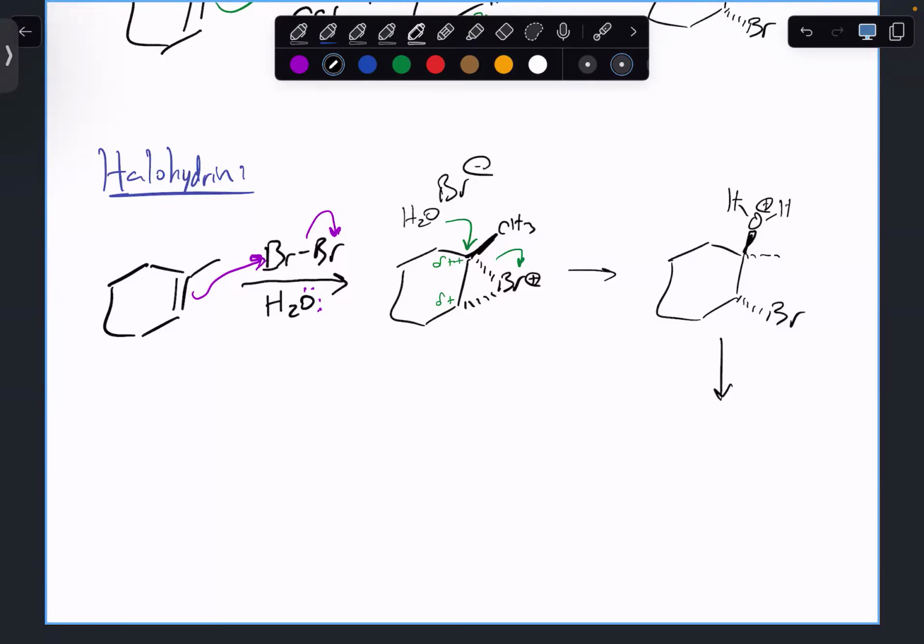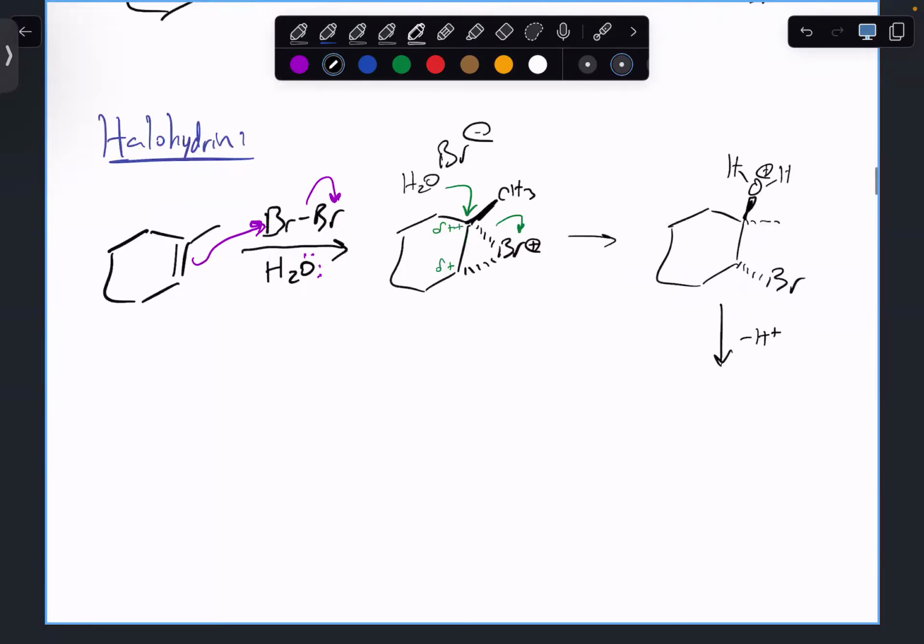And then we're going to just do a minus H plus step. We got to deprotonate the water to make a neutral compound. Right? So the OH group, first of all, look at the stereochemistry. You'll notice that the OH and the bromine are anti to each other. The other thing, the OH is on the more substituted carbon. The Br is on the left.